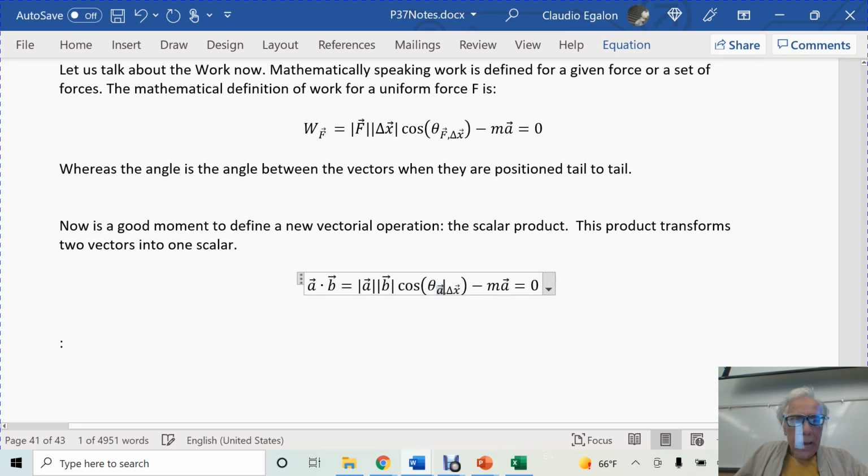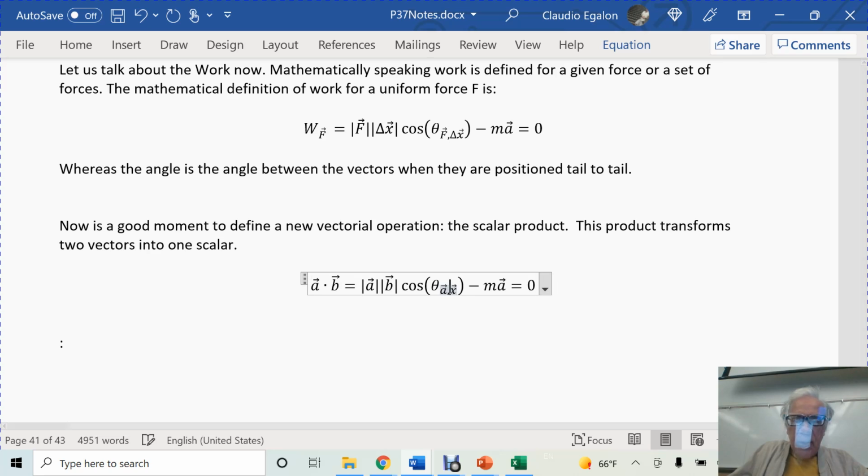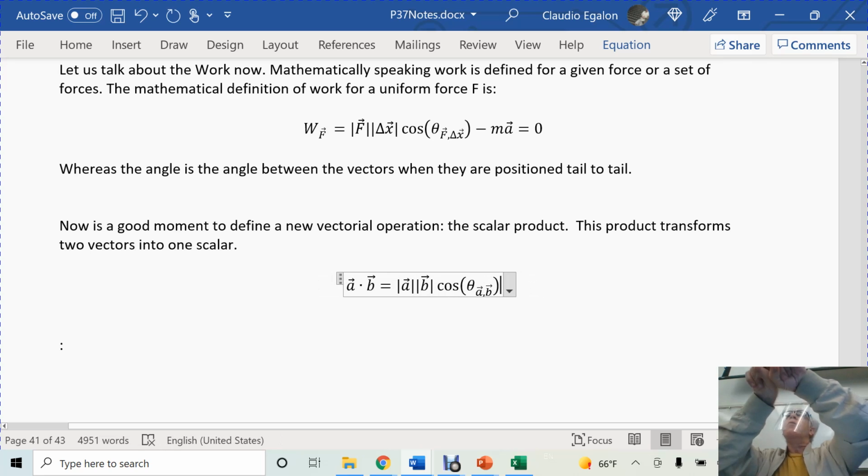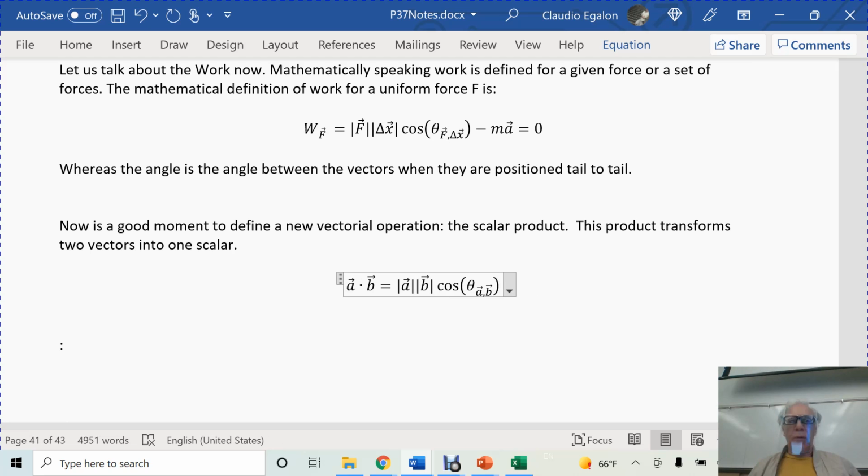A, comma B. And again, those two vectors must be placed tail to tail. Right? A and B. Here we go. If you want to simplify that, just put theta in there. And it stays subintended that the two vectors must be aligned tail to tail.